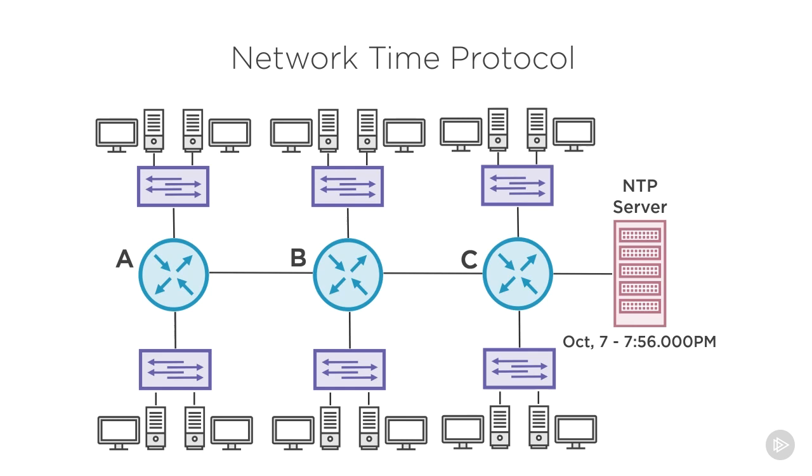For the time being, let's assume that our NTP server here is actually out on the internet. It is one that we got from time.nist.gov. And what we do then is we configure each of our routers as an NTP client. And what happens then is after we configure them as an NTP client, we send a message to the NTP server saying, hey, what time is it? And the NTP server sends back a message and says it's October 7th at 7:56 p.m. And now all three of our routers are configured with the same exact time.